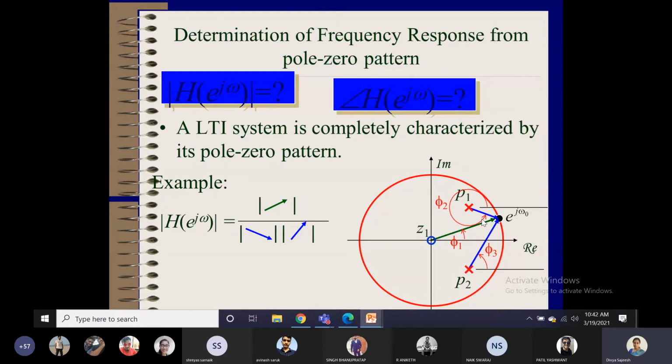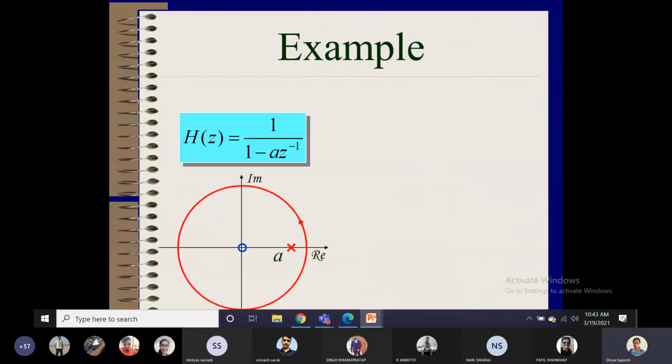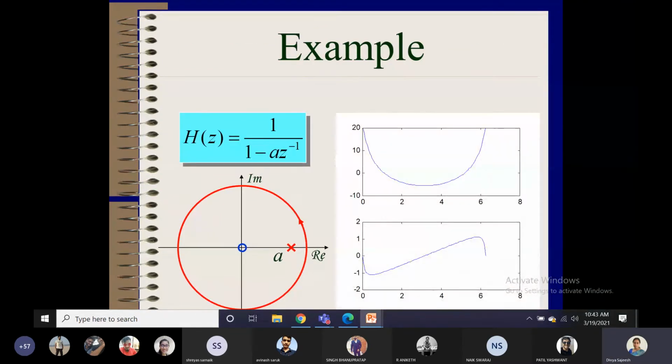So now the phase response will be equal to the angle of zero minus the angle of poles. So phi 1 minus phi 2 plus phi 3. If there are two zeros, then it will be the sum of all the zeros' angles minus the sum of all the poles' angles. Okay, so this is the graphical way of finding out the magnitude and the phase response by plotting the poles and zeros in the Z plane. This is an example showing the plot of the magnitude and the phase response.